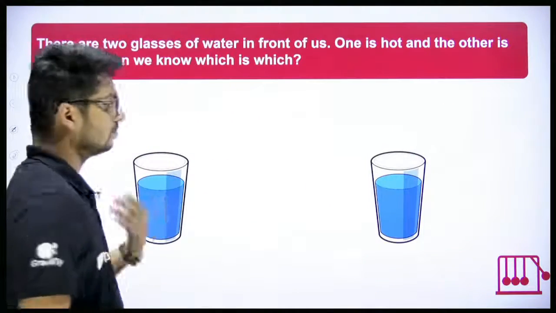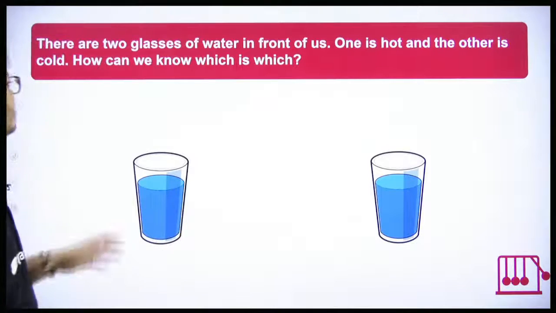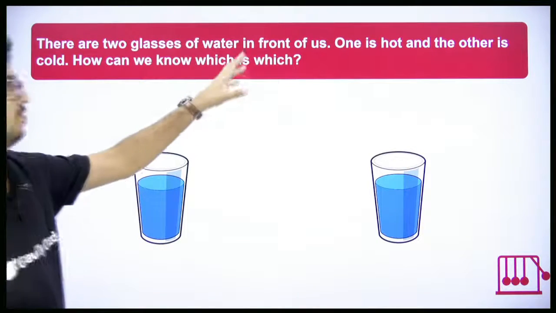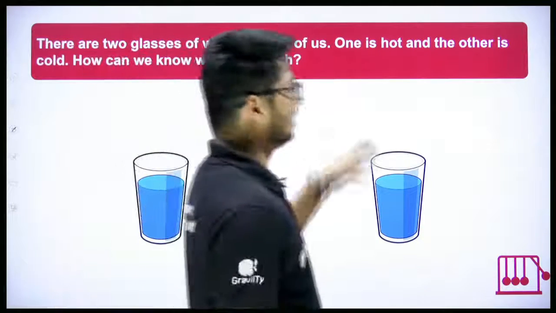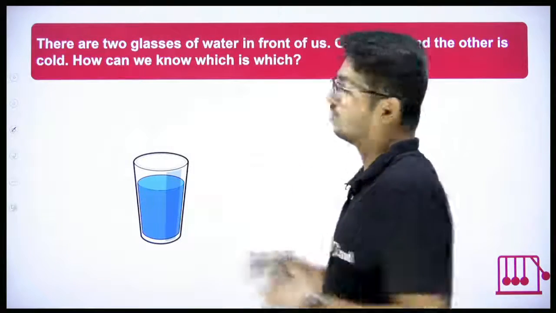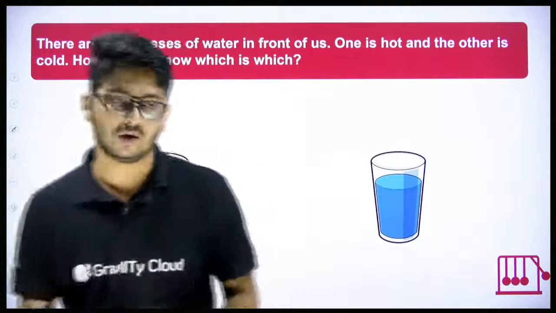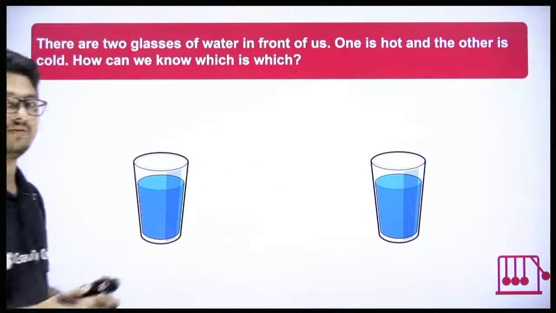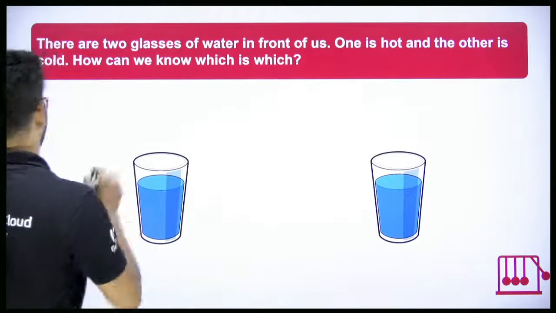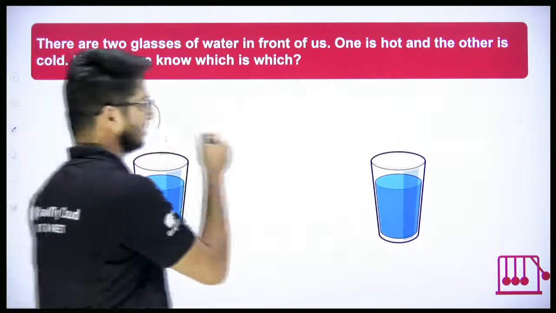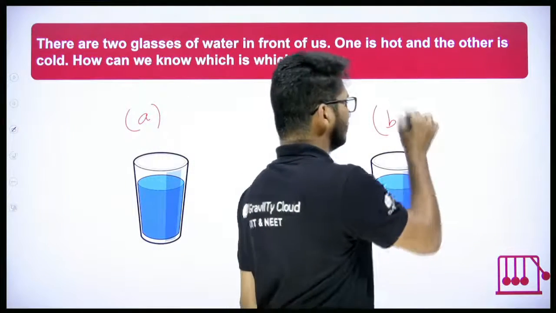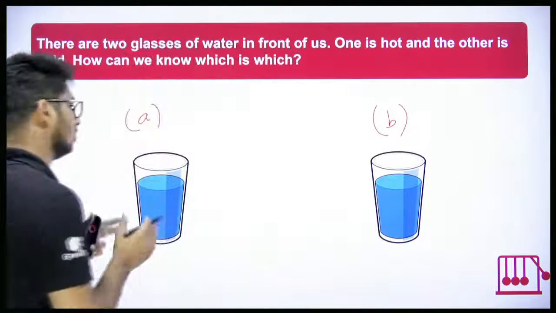Chalo. Now another simple question for us. There are two glasses of water in front of us. One is hot and the other is cold. How can we know which is which? That is, if I say this is glass A, this is glass B, how do we know which is cold and which is hot?